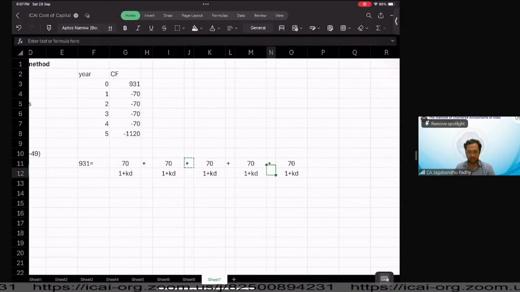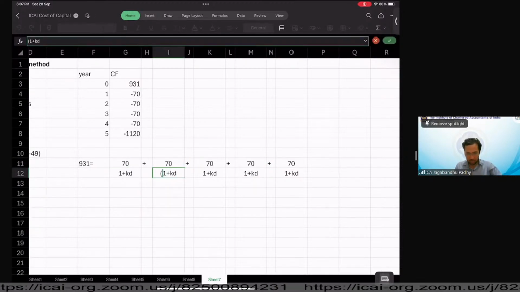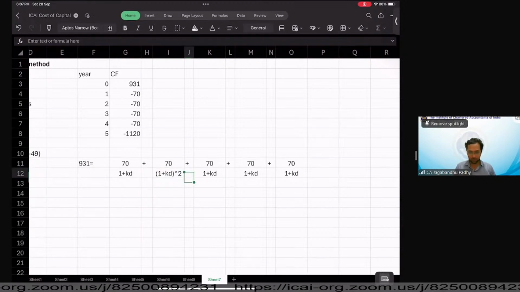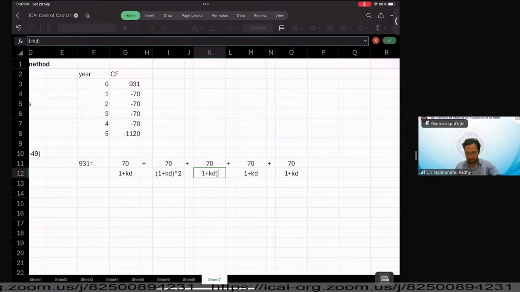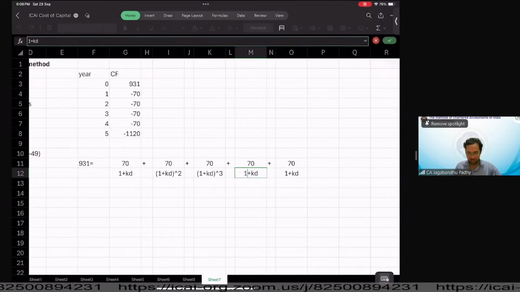Yeah. This was the equation. Of course, we need to provide a power with the denominator. This is to the power of 2. Then second year is going to be to the power of 3. Correct?